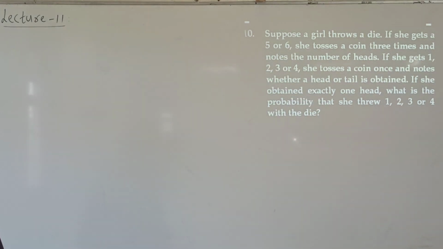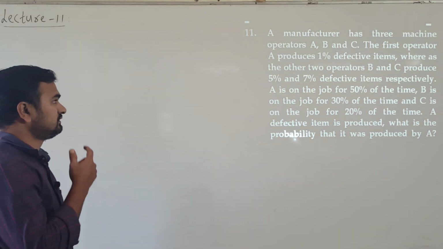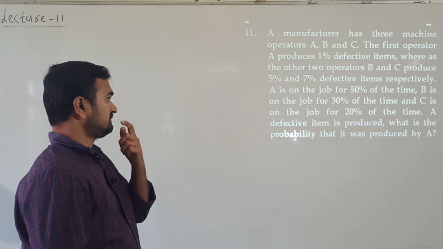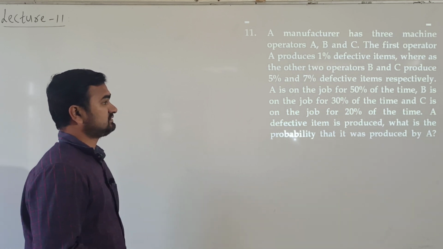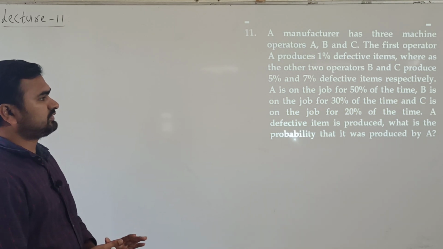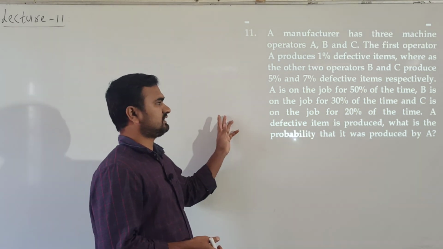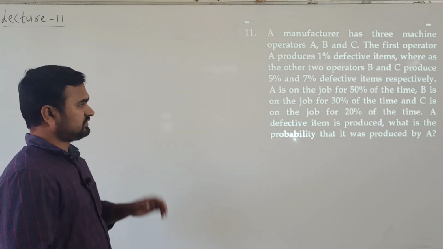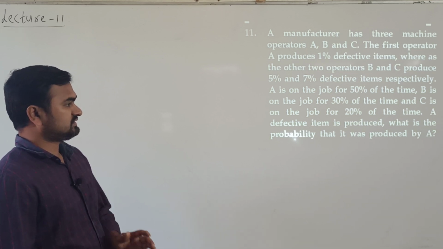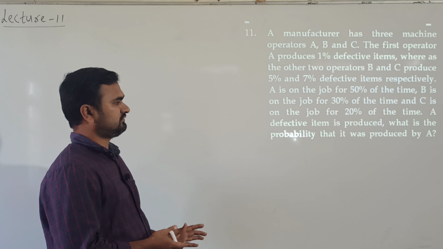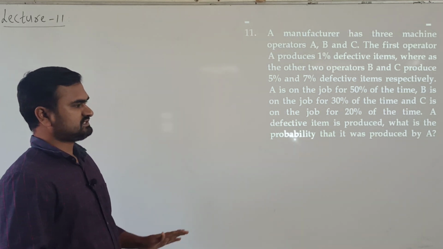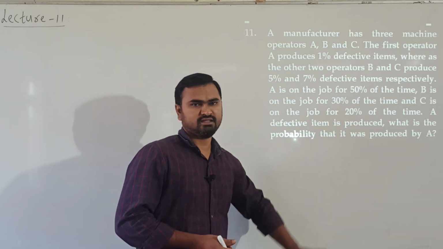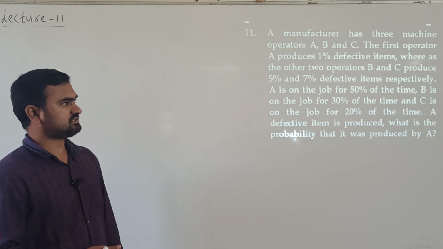Let us see the next question. Question number 11. A manufacturer has 3 machine operators A, B and C. The first operator A produces 1% of defective items, whereas the other 2 operators B and C produce 5% and 7% of defective items respectively. A is on the job for 50% of the time, B is on the job for 30% of the time and C is on the job for 20% of the time. A defective item is produced. Now what is the probability that it was produced by operator A? So here there are problems based on percentages.